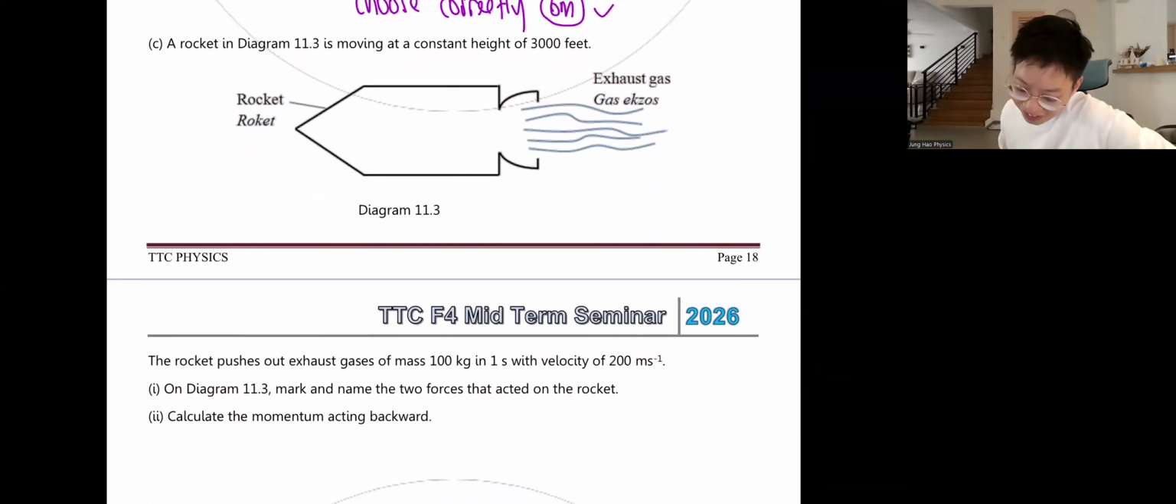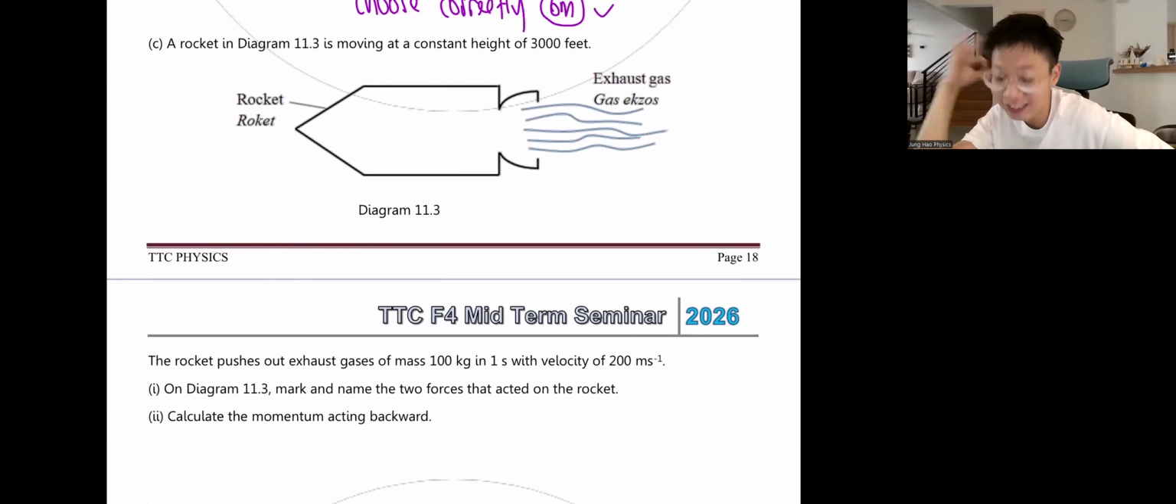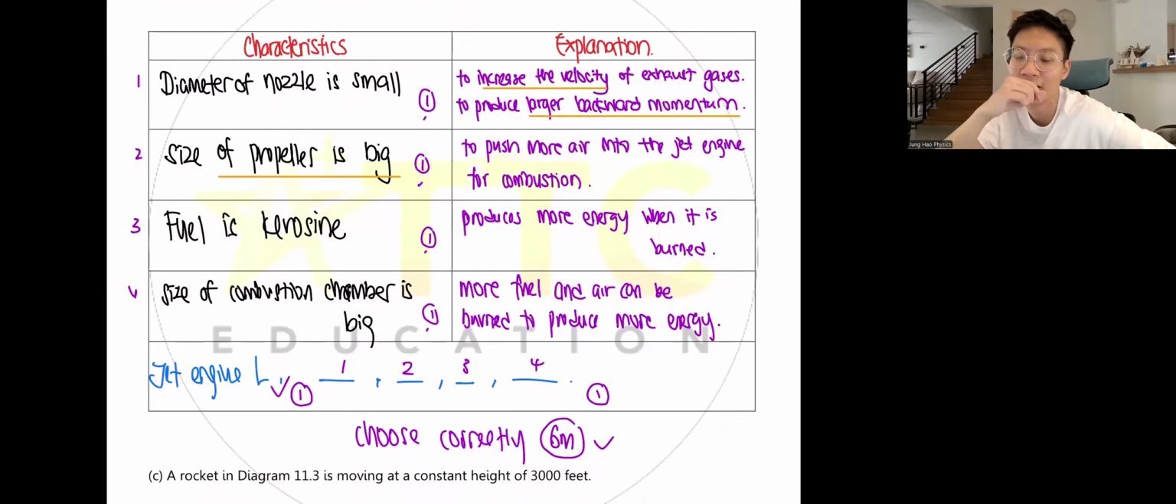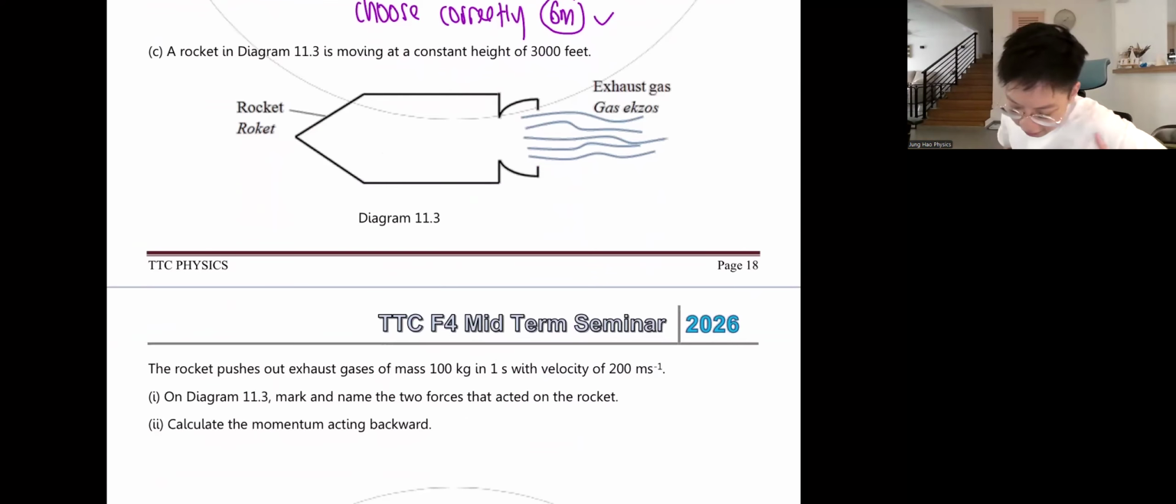A rocket in diagram 11.3 is moving at a constant height of 3,000 feet. Okay, done. Now let's go to the next part.